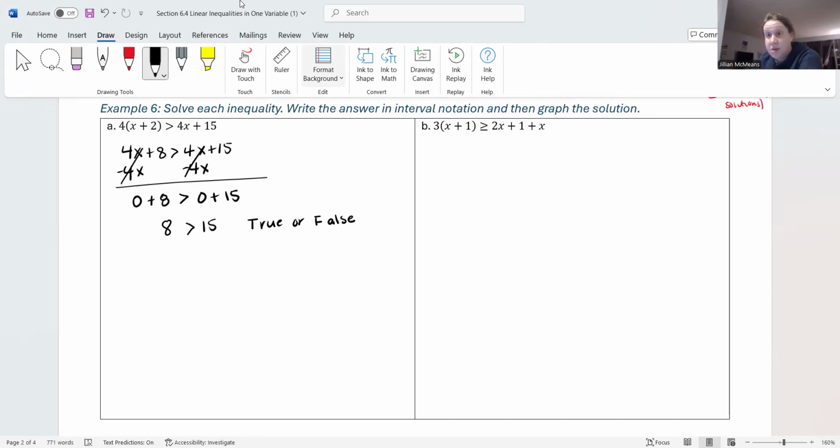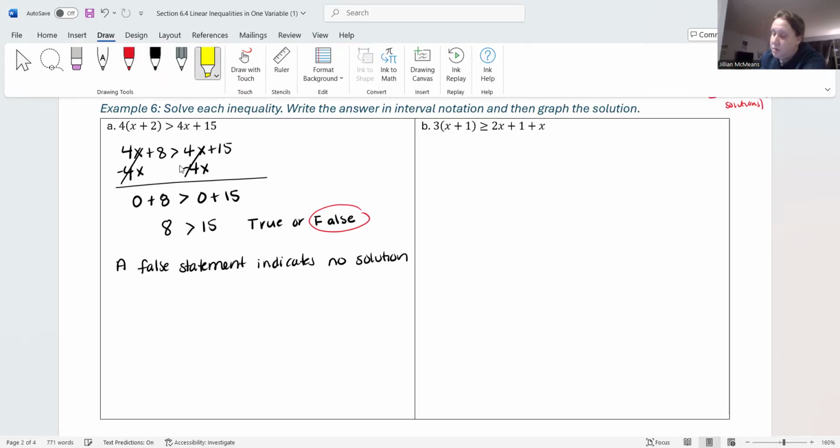Is this true or false? So is 8 greater than 15? And the answer is no. This is absolutely false. 8 is not bigger than 15. So this is a false statement. And a false statement indicates no solution.